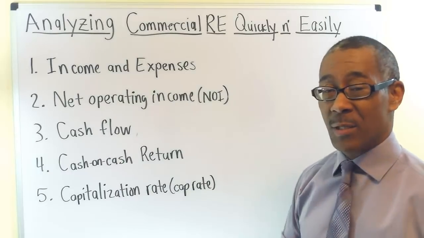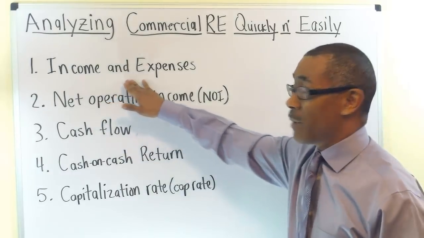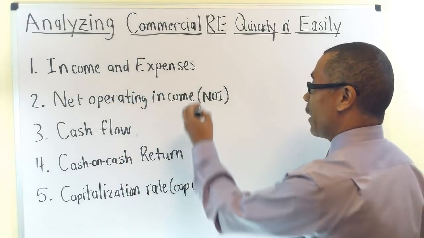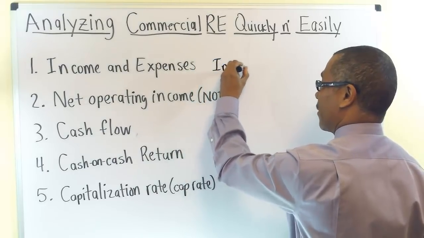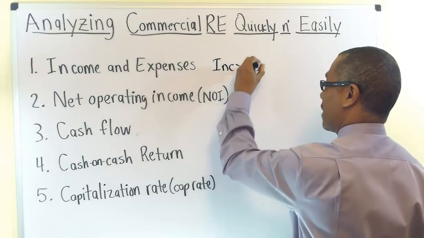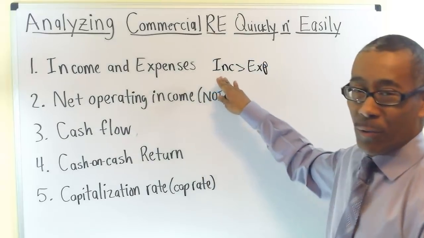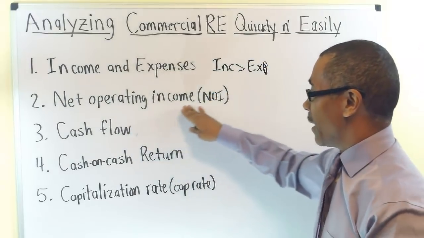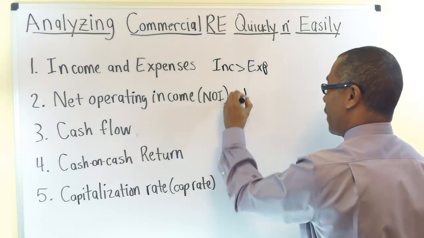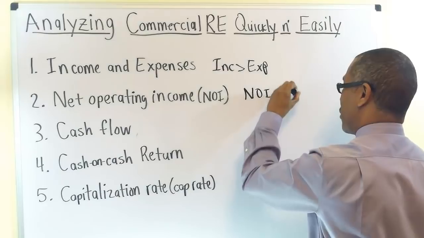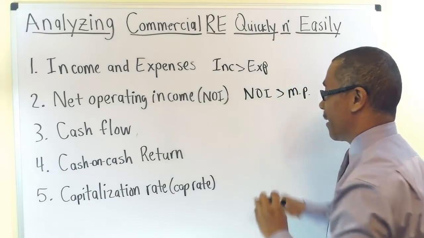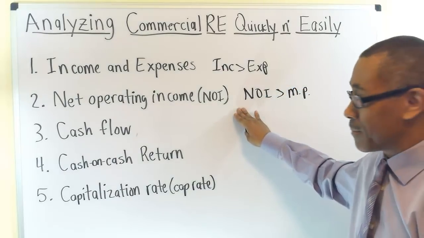All right. I'm going to give you right now some rules of engagement. For income and expenses, it's very simple. We need the income to be greater than the expenses. Okay? That's the rule there. On the net operating income, we need your net operating income to be greater than your mortgage payments. Okay? That's the rule for that one.